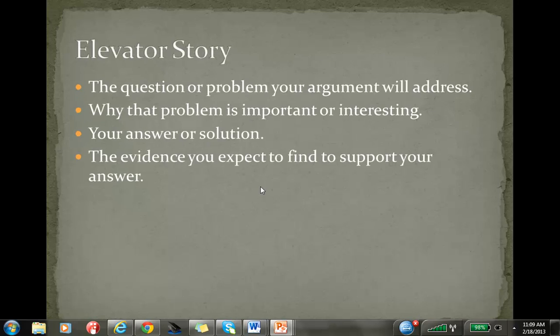One way that you begin writing your argumentative essay, and we're going to begin doing this next week, is you create an elevator story. We're going to work on understanding an elevator story this week, and next week you're going to actually write your own elevator story. So an elevator story starts off with the question or problem your argument will address. Then you talk about why that problem is important or interesting to you, right? Why do you care about this topic? And then you propose a possible answer or solution to the problem, and then you list the evidence you expect to find to support your answer.